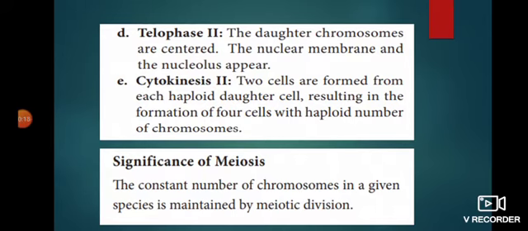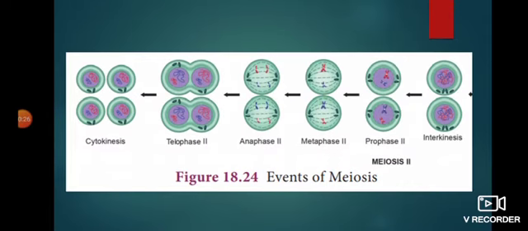Then we see the significance of meiosis. The constant number of chromosomes in a given species is maintained by meiotic division only. Then you see the pictures from right to left. Here first stage interkinesis. This is the preparatory phase.